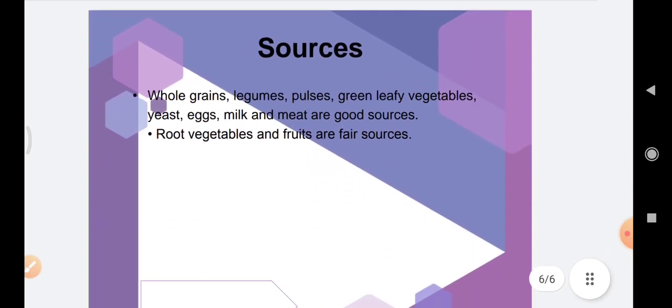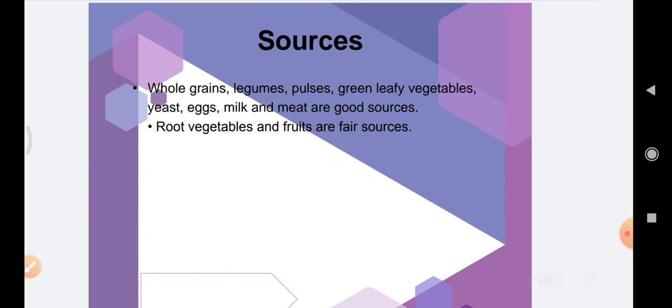Now coming to the sources. Whole grains, legumes, pulses, green leafy vegetables, yeast, eggs, milk and meat are the good sources. Root vegetables and fruits are the fair sources. So this is all about vitamin B2.